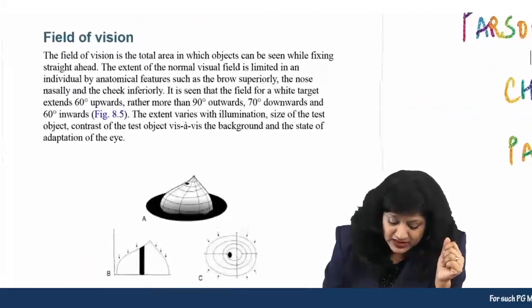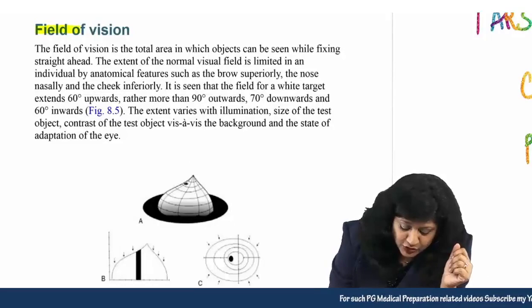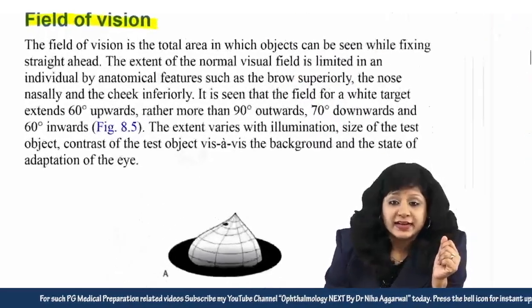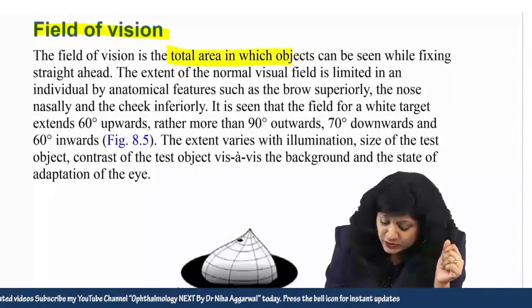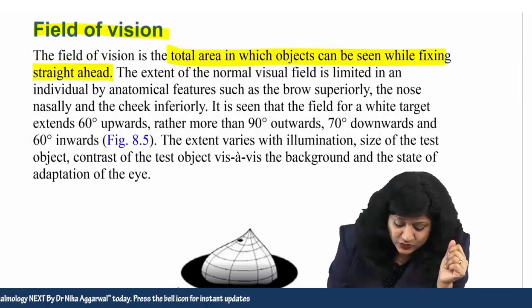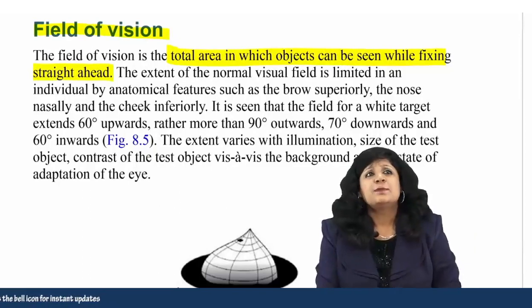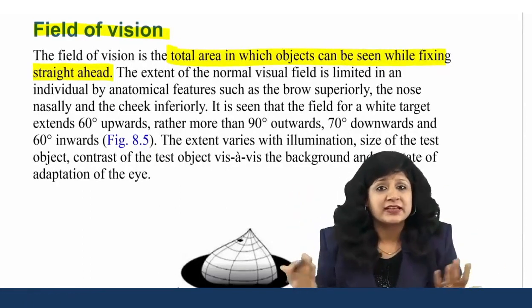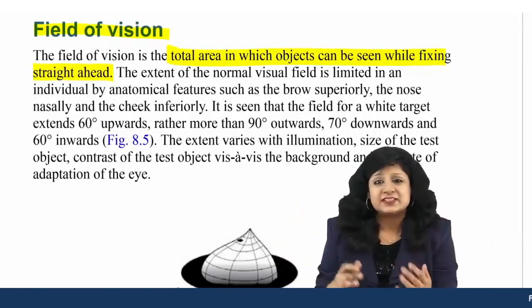Today we are going to start with the field of vision. So what is this field of vision? Actually, it is the total area in which the objects can be seen while fixing straight ahead. So basically, when you are seeing ahead, what are the things that you can fixate? What are the things that you can see that decides your field of vision?